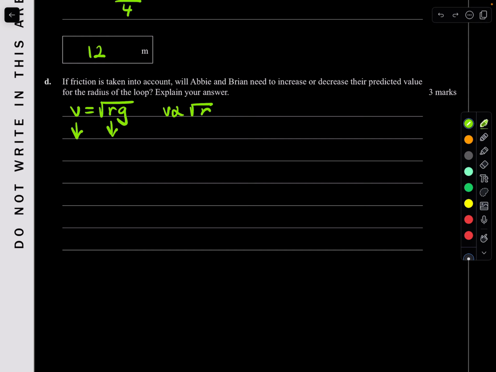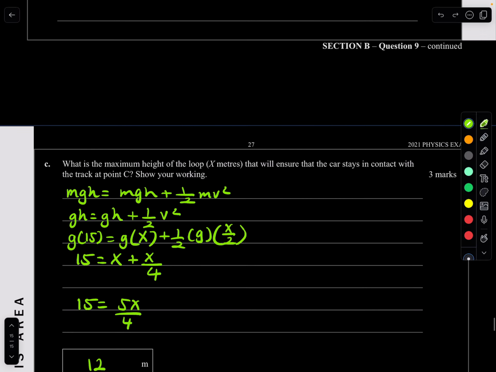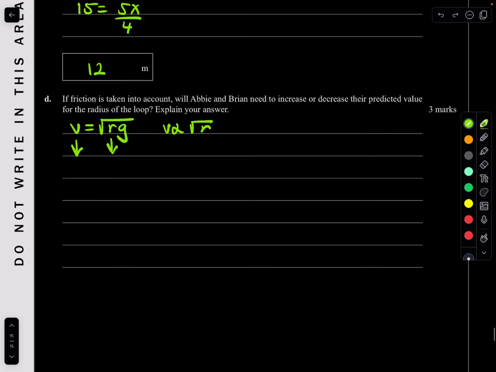So for Abby and Brian to not fall down and to still be on the track, staying in contact with the track, the radius must also decrease. If their velocity overall decreases, their radius must also decrease. So let's write that down nicely for 3 marks.